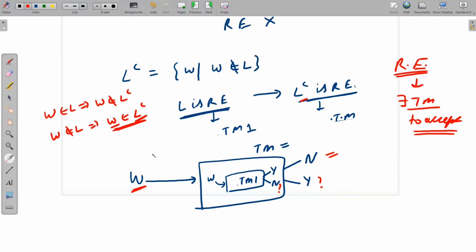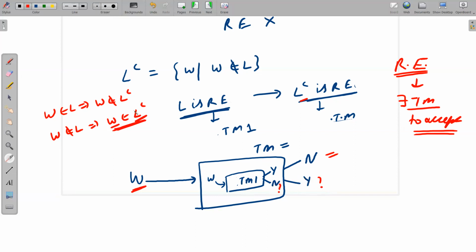Okay, so I'm assuming that W belongs to L complement. So W does not belong to L. Now I have given this W to this Turing machine. So this Turing machine must say yes now, but it will not be able to say yes. Why? Because this Turing machine will internally call Turing machine 1, and I have already told you that W does not belong to L. See here carefully, W does not belong to L. So Turing machine 1 is now free to say no, or it may go to hang. Now, if it goes to hang, then how will it say yes?